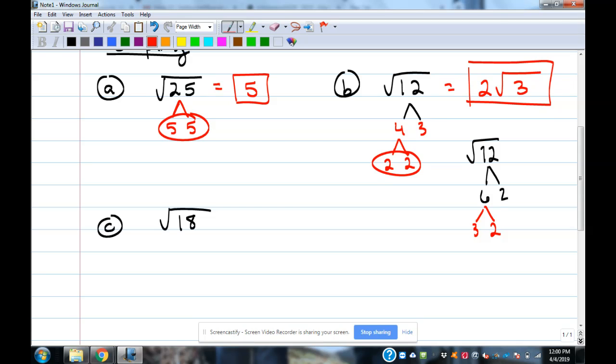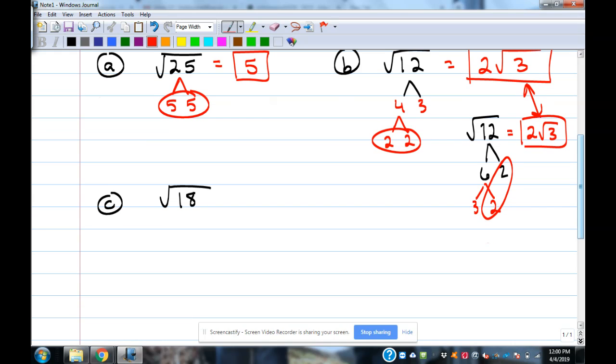Now, same idea. Once you get the branches to primes, you look for pairs. There's a pair of 2s. They just don't happen to be on the same trunk, but that's okay. There's still a pair of 2s. So the square root of 12 is still 2 square root of 3. It's the same answer as that one, even though we started with a different multiplication at the beginning. The idea is get to the primes.